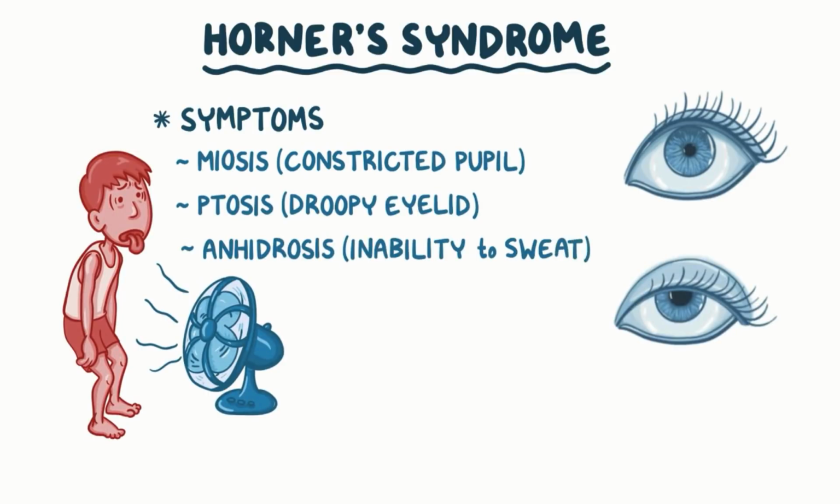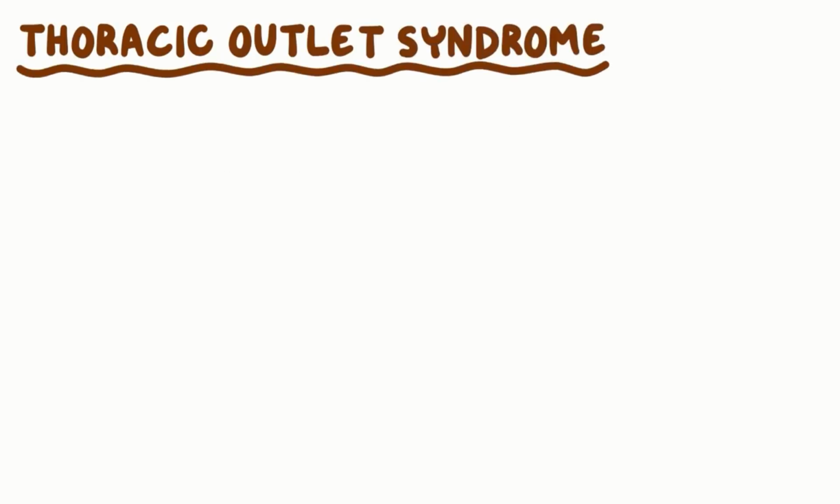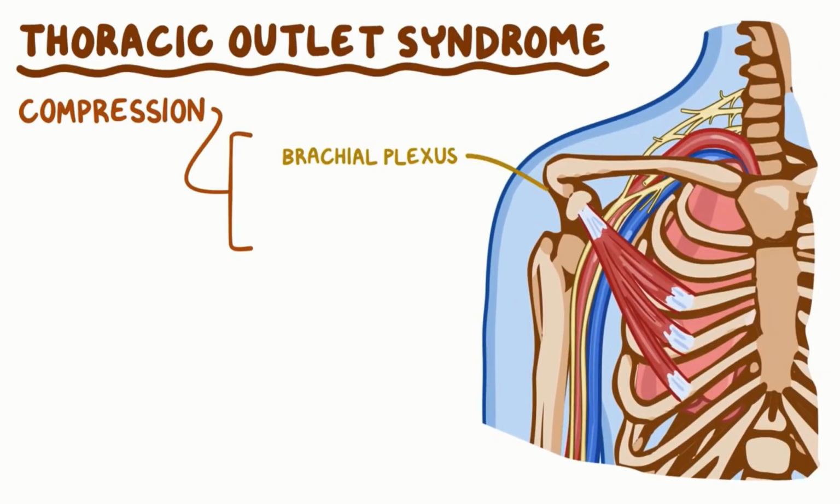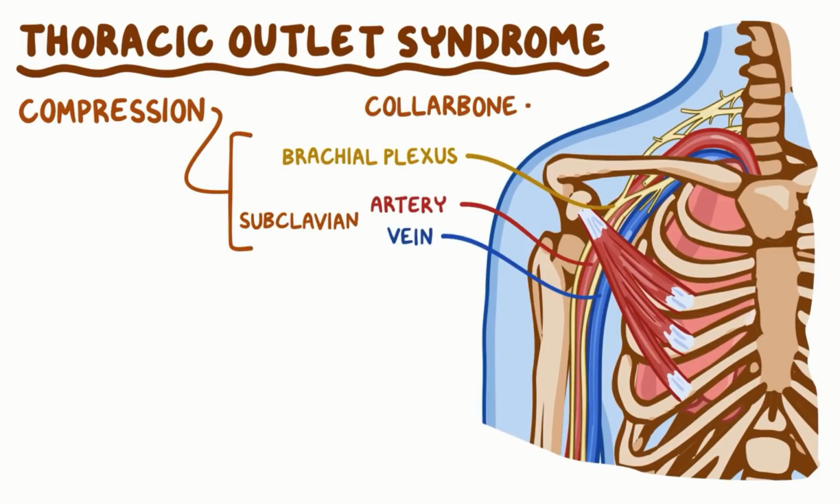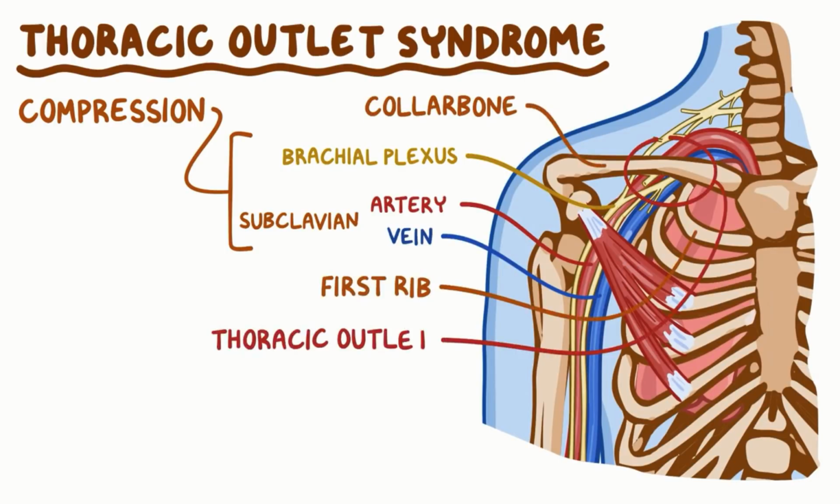Sometimes, Klumpke's palsy gets confused with another condition called thoracic outlet syndrome. Thoracic outlet syndrome is a group of symptoms caused by compression of the brachial plexus and the subclavian artery and vein as they travel through the narrow space between the collarbone and first rib, called the thoracic outlet.